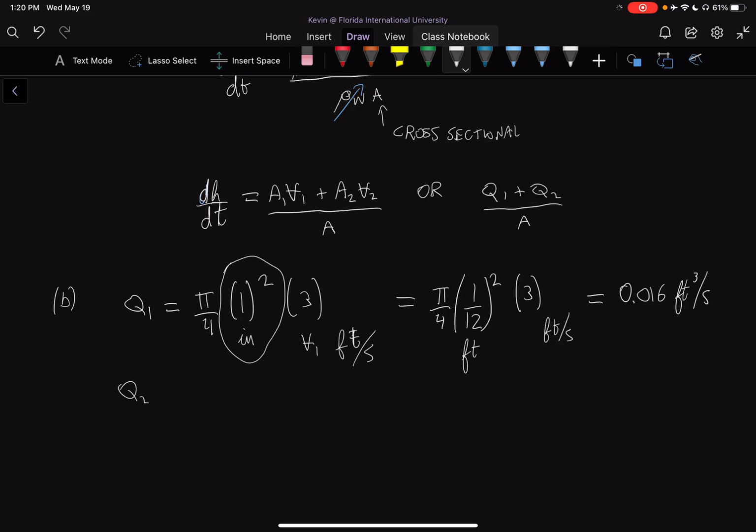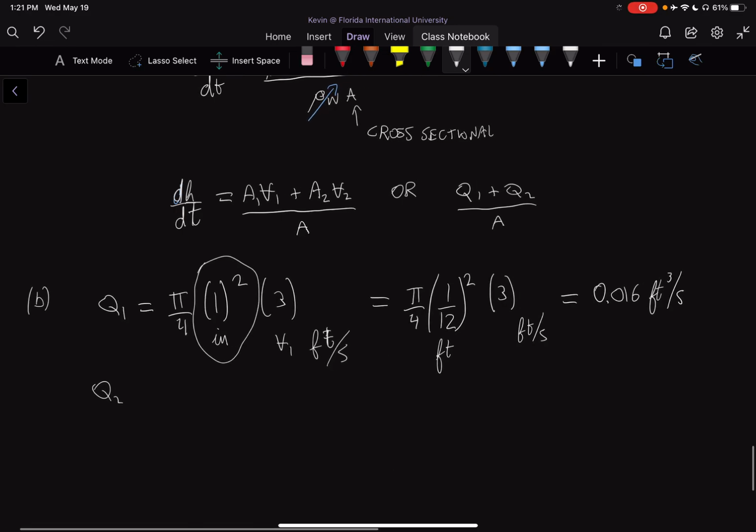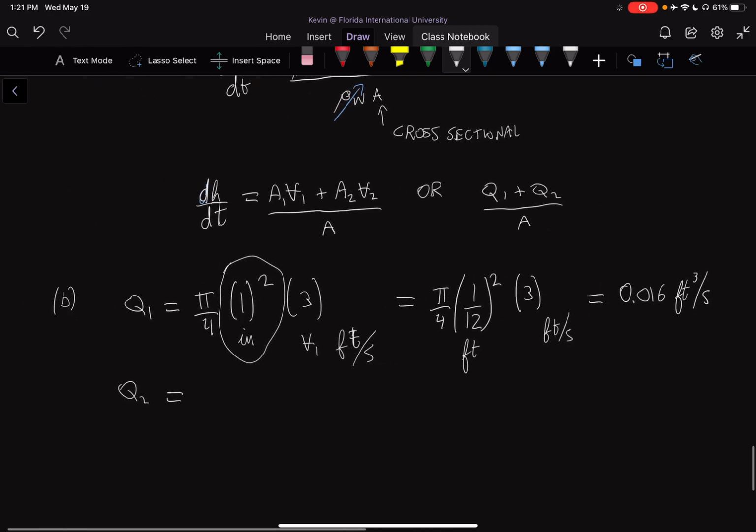Okay, this is really important. The units are really important, so you have to keep track of them. Q2, in the same way, is just equal to pi over 4 multiplied by 3/12, because we have 3 inches now, squared, multiplied by 2 feet per second. So we have a velocity of 2 feet per second. And so that term is equal to 0.098 cubic feet per second. So you have to be really careful with your units.